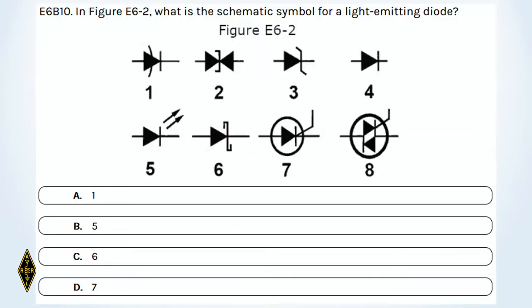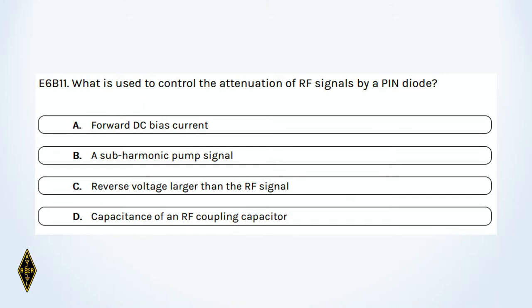All right, in this pictorial, what is the schematic symbol for a light-emitting diode? Bravo. That's number 5, or Bravo, on the answer sheet. And what is used to control the attenuation of RF signals by a pin diode? Alpha. Forward DC bias current. I didn't point out that you can have it biased on and it'll pass RF, but if you only bias it somewhat, it'll actually act as an attenuator and control the output level.